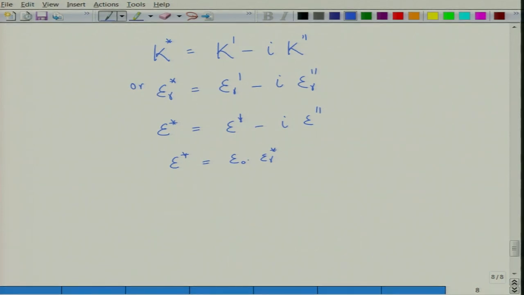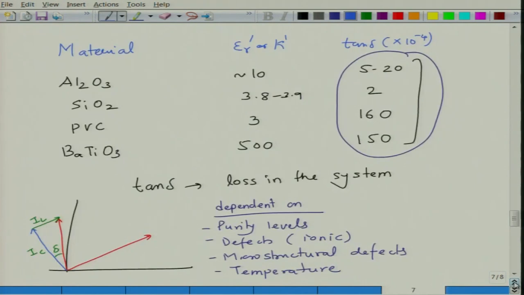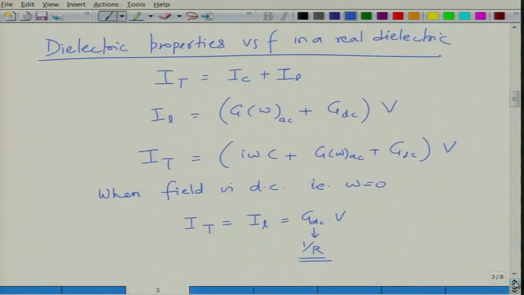Now, if I just briefly go through what we have done, we started with dielectric properties versus frequency. We say that total current is equal to charging current plus loss current. Loss current is the sum of AC and DC components. Charging current we worked out earlier, it will be i omega CV. Correspondingly, loss current will be total G, the conductance, multiplied by the voltage. Total G is equal to G omega AC, that is frequency dependent, and the DC, that is the ohmic component.